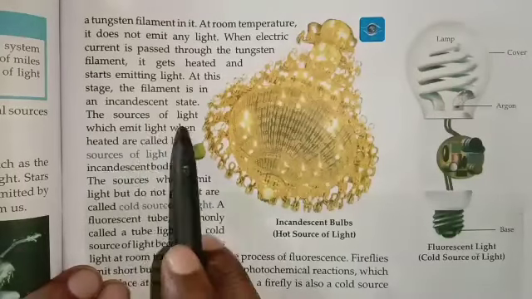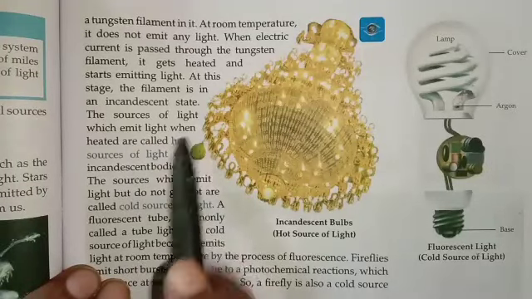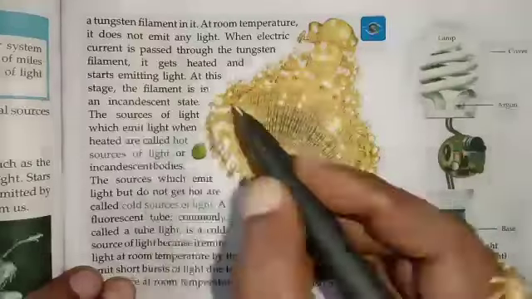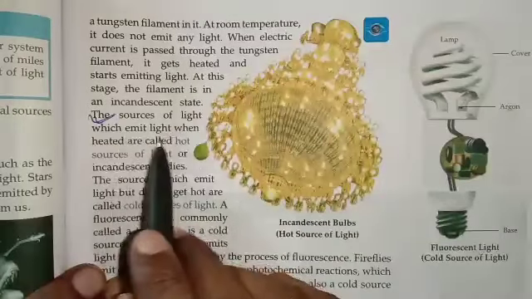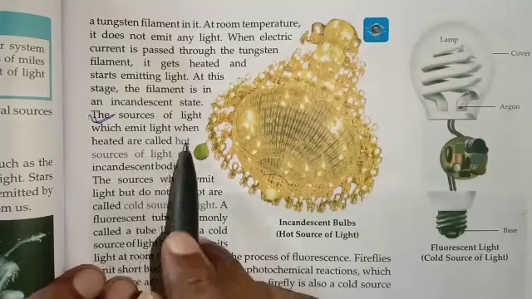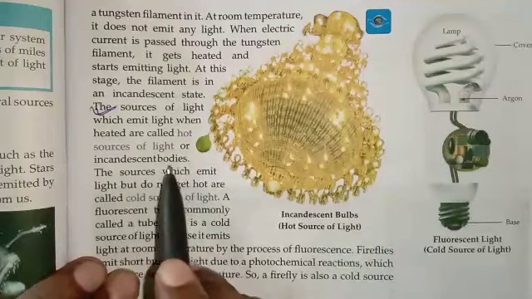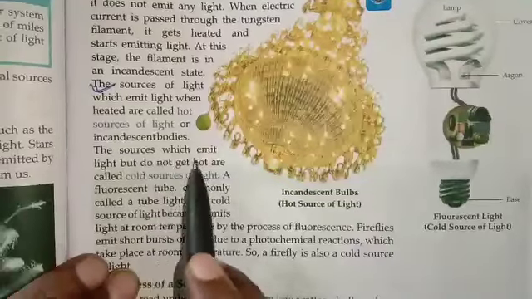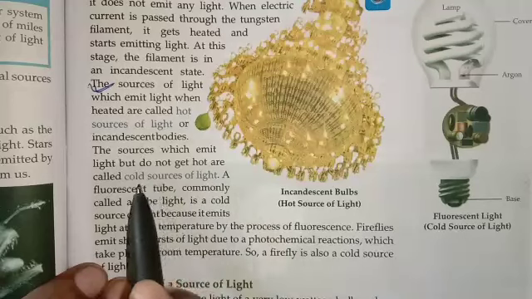Just underline this one. The sources of light which emit light when heated are called hot sources of light, or incandescent bodies. The sources which emit light but do not get hot are called cold sources of light.